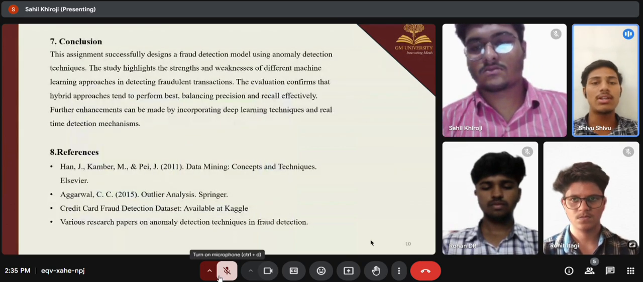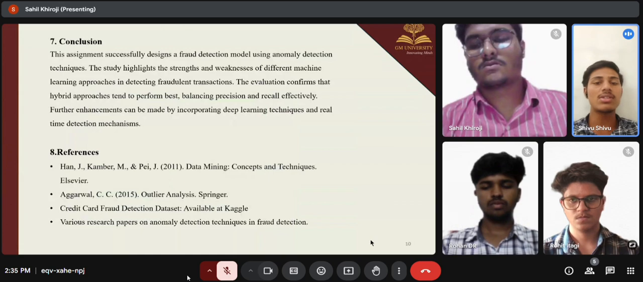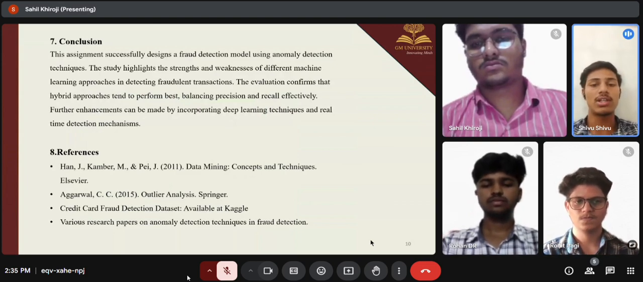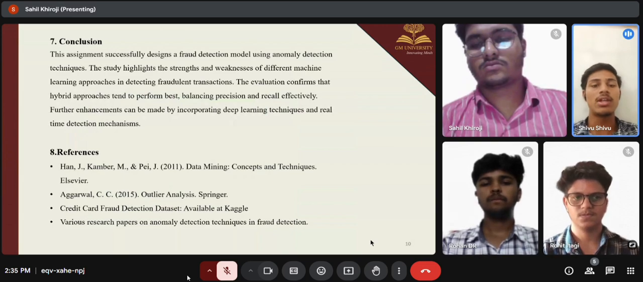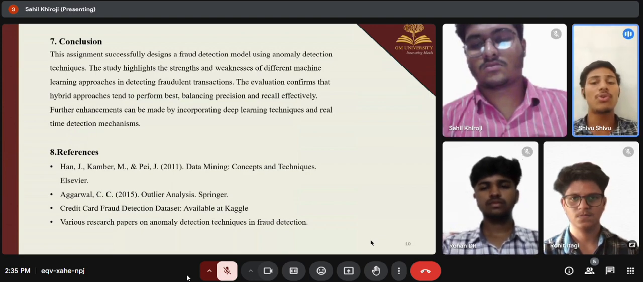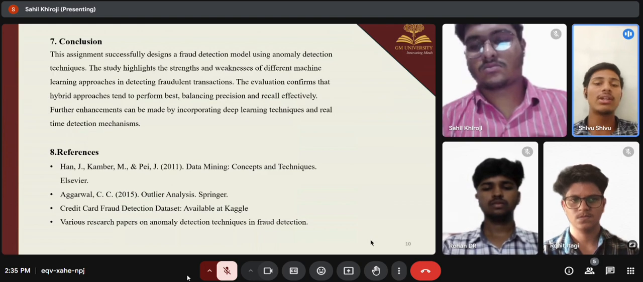In this slide, it is the conclusion part. The assessment successfully demonstrates a fraud detection model using anomaly detection techniques. The key points to emphasize are: it explores different machine learning methods to catch fraudulent activity, and the study finds that hybrid models often work best, achieving a good balance between precision and recall. It also opens up paths for further improvements, such as using deep learning for more advanced pattern recognition and implementing real-time detection to catch fraud as it happens.